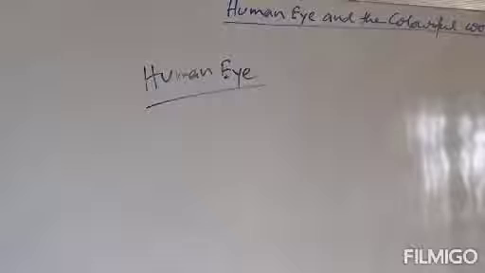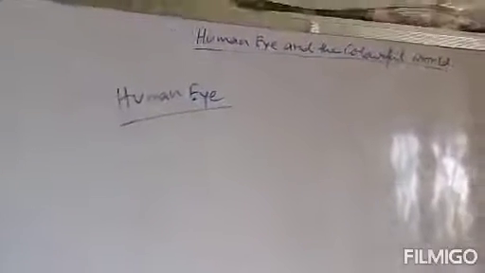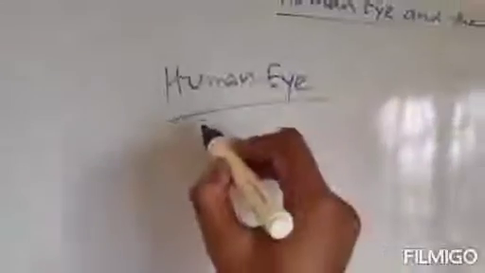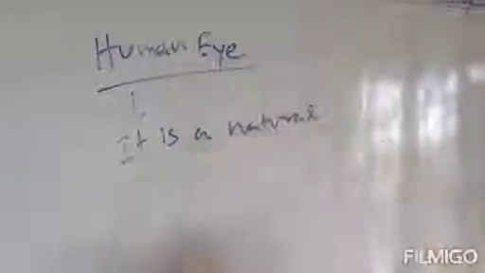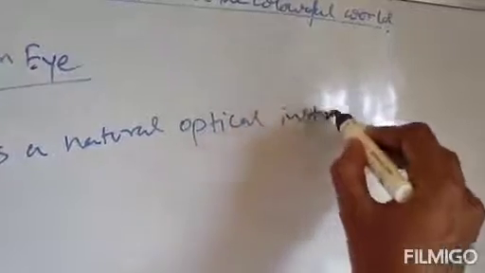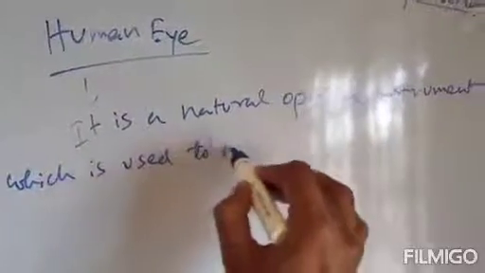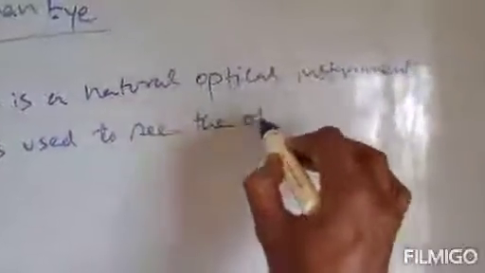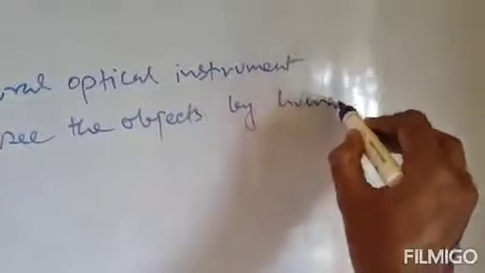The basic thing about the human eye is that it is a natural optical instrument, which is used to see objects, by us, or you can say by human beings.